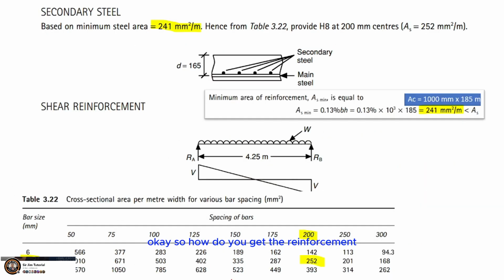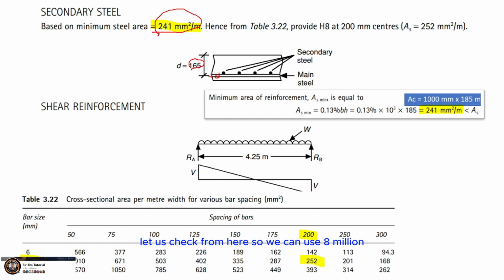Okay, so how do you get the reinforcement for the secondary steel? Secondary steel is in the transverse direction. If this one is our main steel, secondary is going this way, towards us, the transverse. So, you might be asking, what is this 165? It's 155 plus another 10, it's 165, but anyway, this is our 241 secondary steel requirement area.